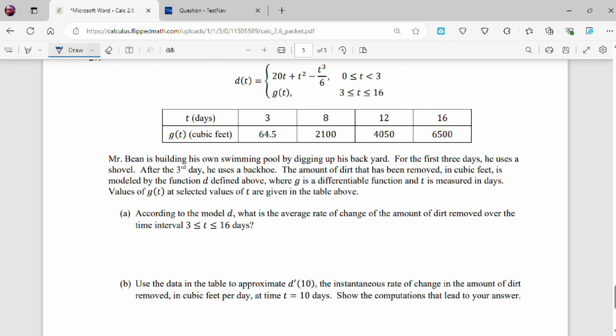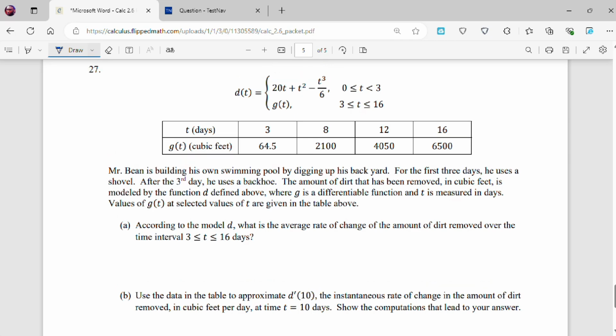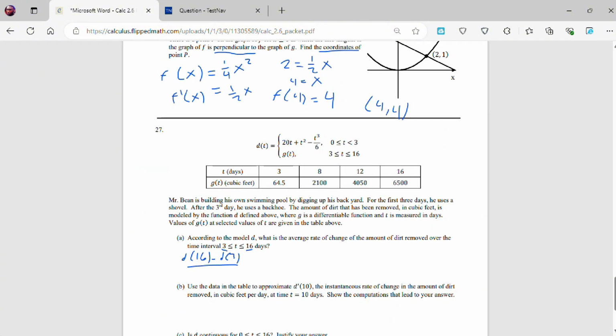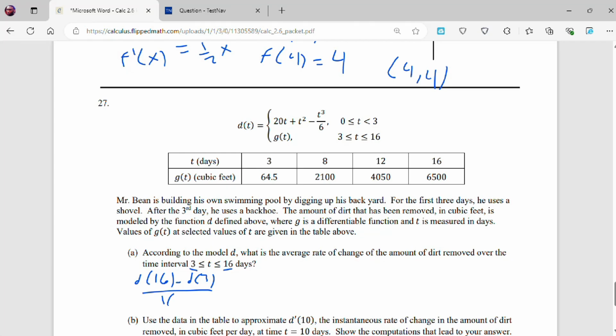This is fairly simple. Well, it's not as simple because it's a piecewise function. You have 16 and 3. So, oh, that is an ugly D. Okay, D(16) minus D(3) divided by 16 minus 3.